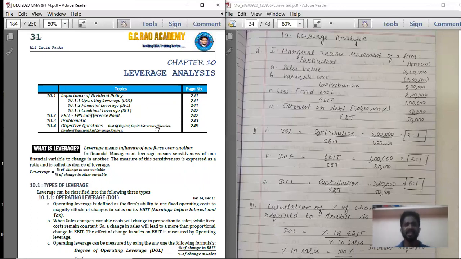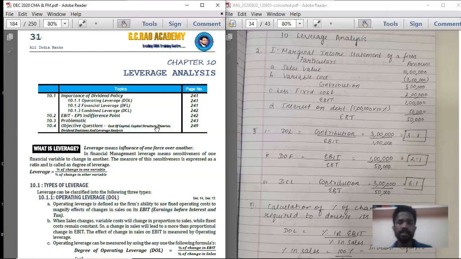So basically, what is this leverage? Leverage is nothing but a variable having a relationship with another variable, so that a change in a particular variable will affect the change in another variable. See, suppose sales amounts to 10 lakhs, and your profit is 5 lakhs. Suppose your sales is 15 lakhs, then your profit will change accordingly. So that relationship between the percentage of change in two variables is called leverage.